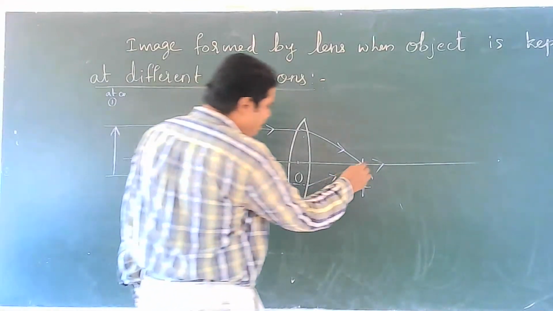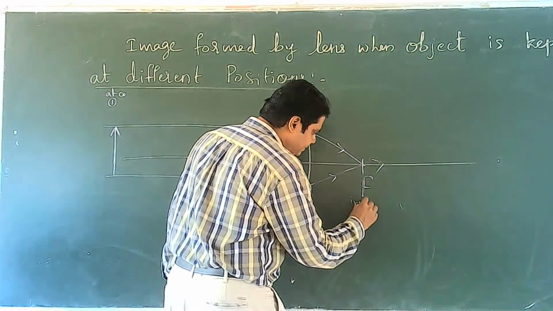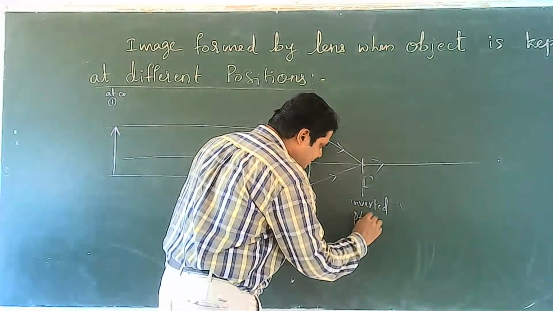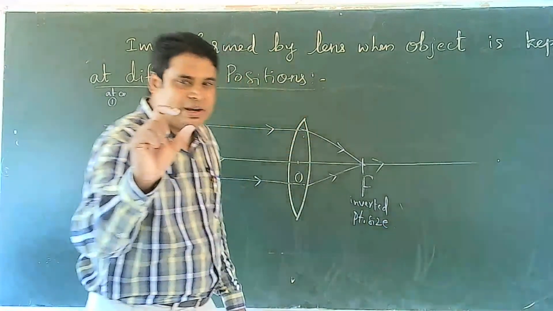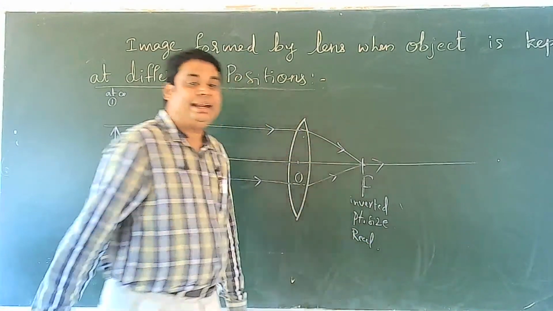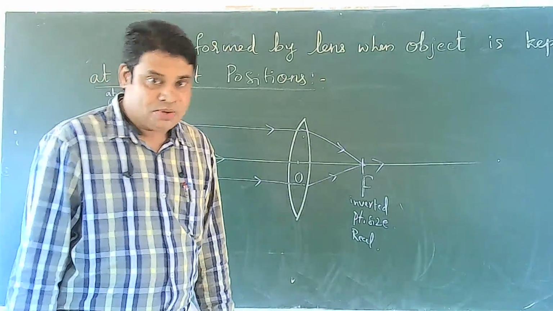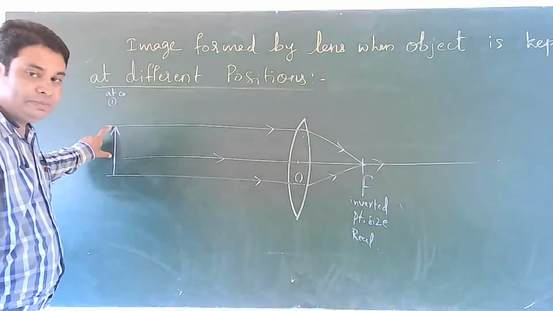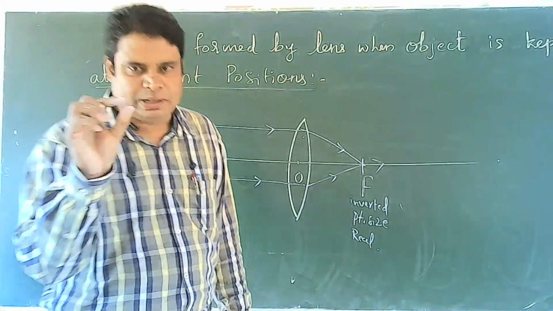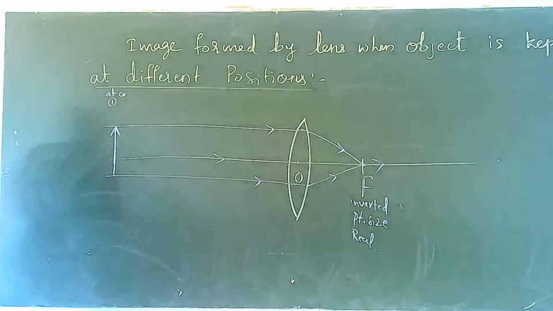What is the nature of the image formed here? We know it is inverted, point size, very small in size, and real. A real image is formed when object is placed at infinity, but size will be point size. Okay, good.